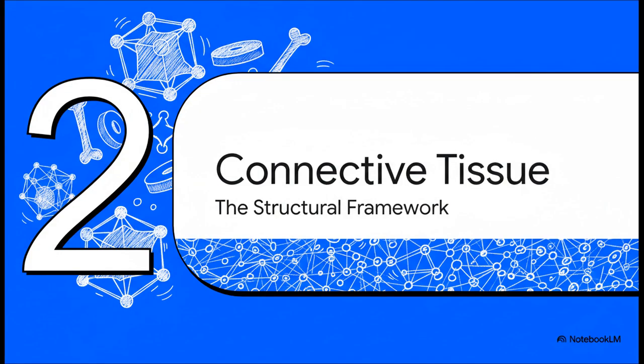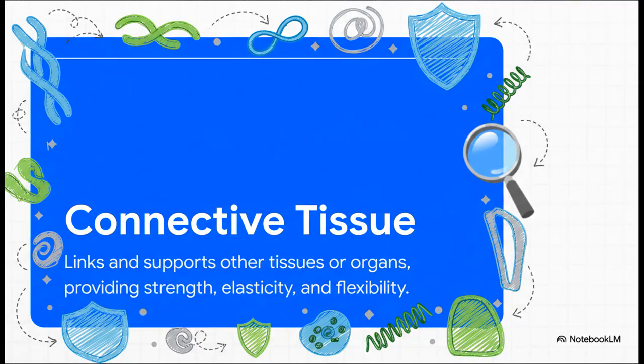Okay, so we've got our covering. Now we need the actual framework, right? And that is the job of our second material, connective tissue. If epithelial tissue is the body's drywall and paint, then this stuff is the structural scaffolding that gives the whole body its shape and support. This is actually the most abundant and diverse tissue in your entire body. Its whole mission is to link, support, and anchor everything else. It provides that essential strength, elasticity, and flexibility that lets you move.